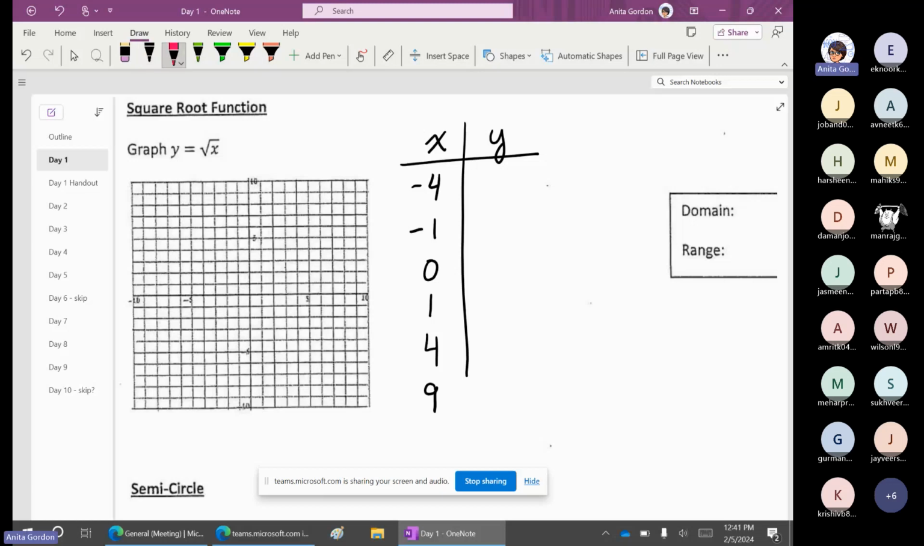Oh, yes, good catch. NA, right? We cannot take a square root of a negative number. Okay, so what's the next ones? 0, 1, 2, 3. Beautiful. So let's graph those points. 0, 0, 1, 1, 4, 2, 9, 3.